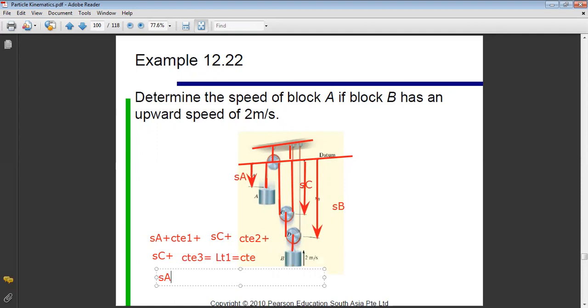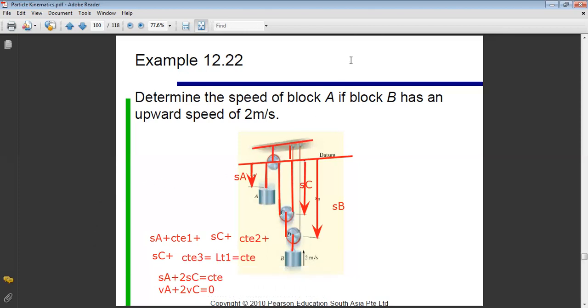You get that SA plus 2SC is equal to a constant. So if I derive it with respect to time, I get that VA plus 2VC equals 0. In this way, I related velocities of A and C. But my purpose is to relate velocities of A and B. This is why now I should move to the second chord and express its length.